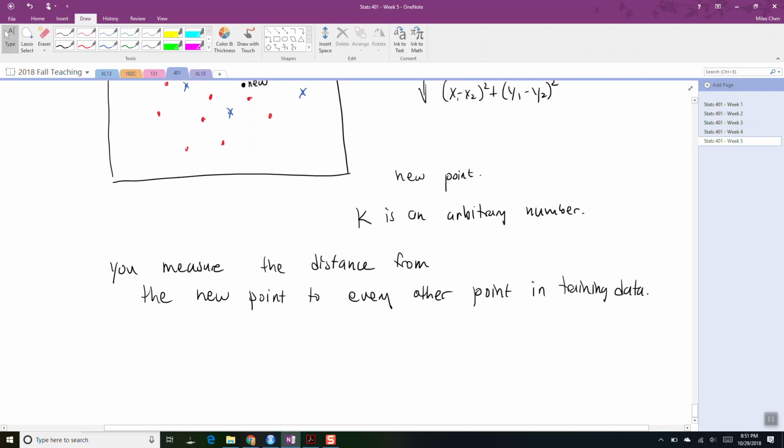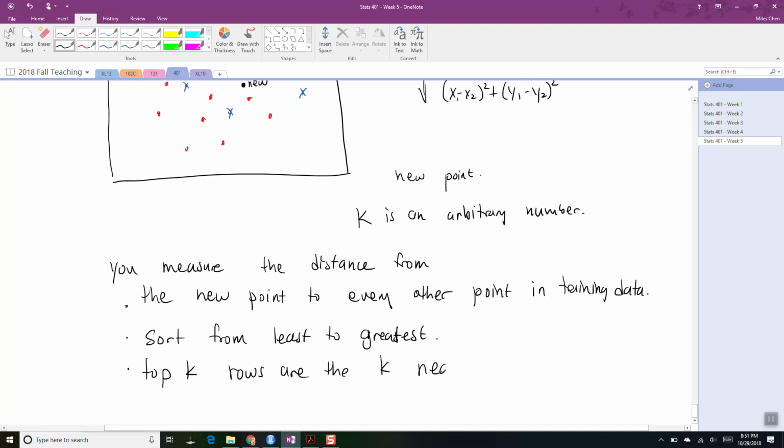So you measure the distance from the new point to every other point in the training data, and then you sort them from least to greatest. And then your top K rows are your K nearest neighbors.